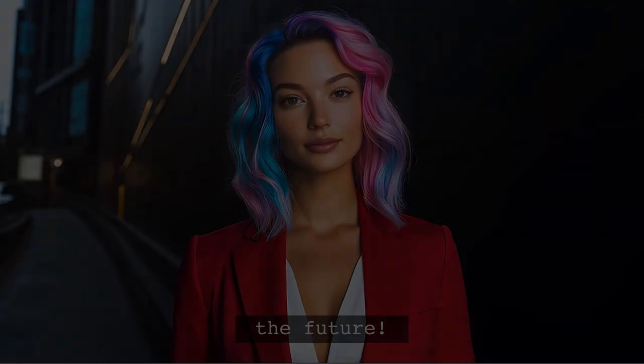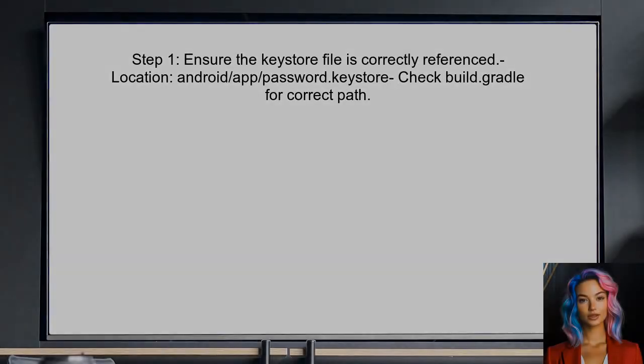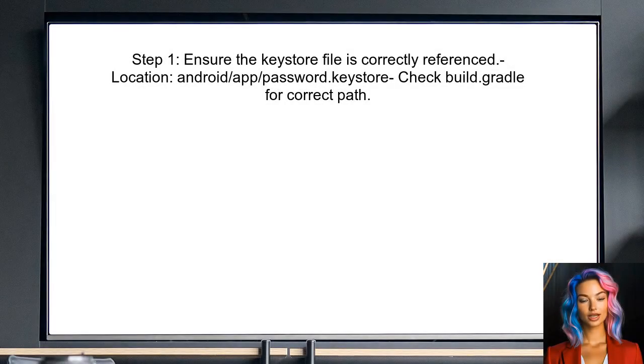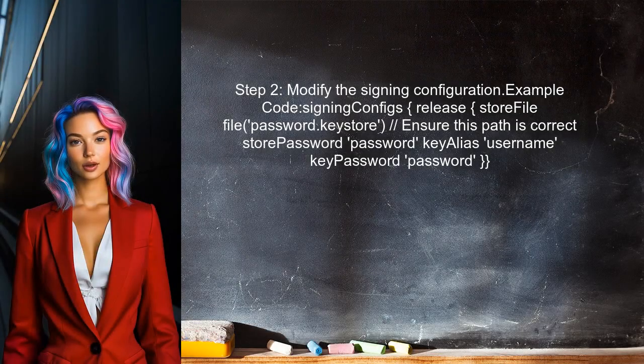To resolve the issue with the KeyStore file, the user should first ensure that the password.keystore file is correctly referenced in the build.gradle file. This file should be located in the Android/app directory of the project. Next, the user needs to modify the signing configuration in the build.gradle file. They should ensure that the store file method points to the correct location of the password.keystore file.